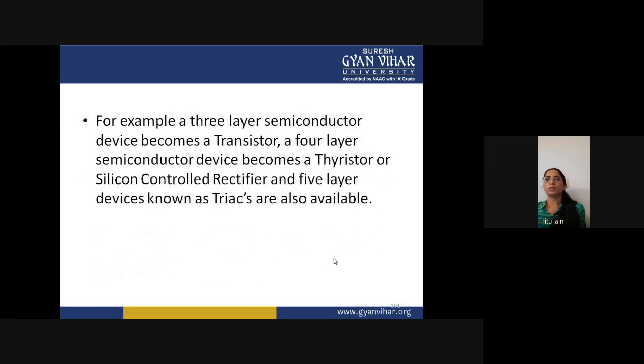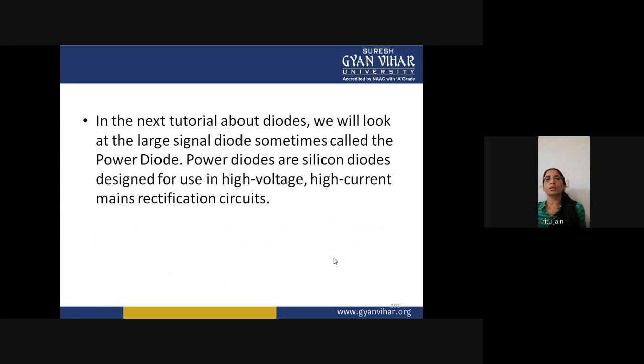These are the basic terms that we can use: transistor, which is a three-layer device, and a four-layer device. These are the different semiconductor devices, and we will study them in our next lecture. In the next tutorial about diodes, we will look at the large signal diode, sometimes called the power diode. Power diodes are silicon diodes designed for use in high voltage, high current rectification circuits. So there are different types of diodes: one is the signal diode, and one is your power diode.